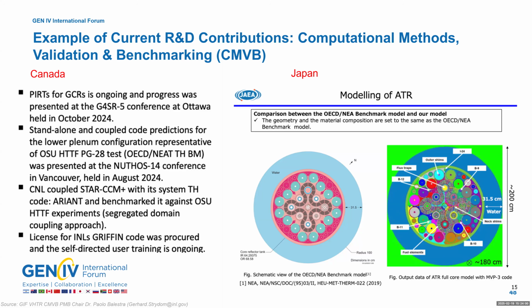And then on the last bullet here, another collaboration example. The Griffin code is a NEAMS code supported by the DOE here in the US for neutronics, and CNL is now licensed and a user of the Griffin code. So, another example of how country members collaborate and share tool use and compare results for the same facilities.